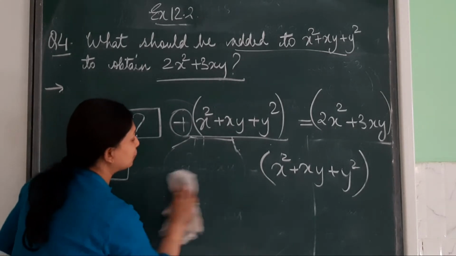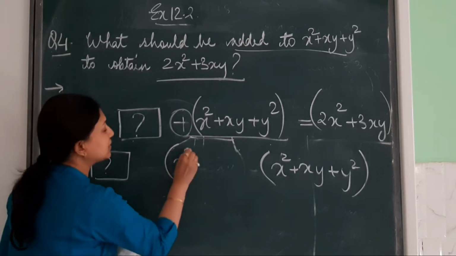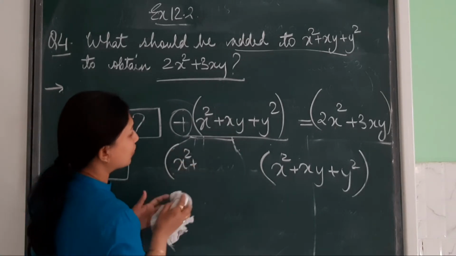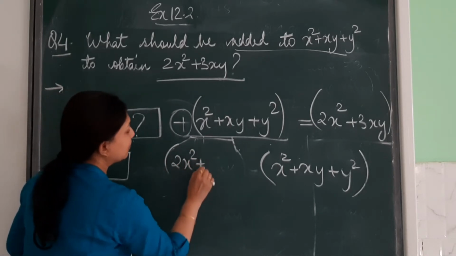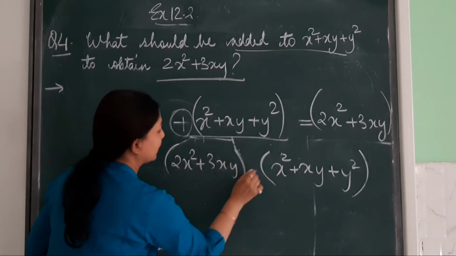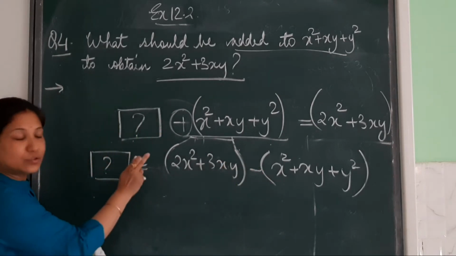This is why I told you that we have discussed this yesterday in detail. What was here? Here you had 2x square plus 3xy. So we have understood that there is no sign.